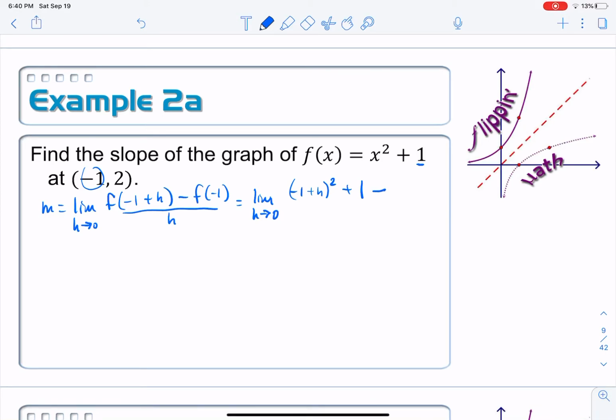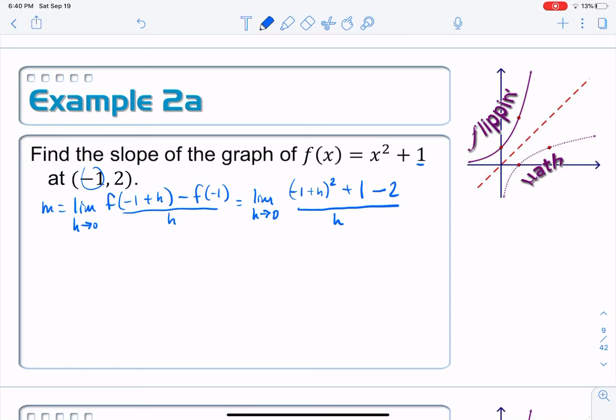Minus my f of 1, negative 1, which is conveniently given to me right there again as 2. That's not always going to happen. Sometimes they just give you the x value. You'll have to plug it into your function so you can find the y value. I think you can handle it.